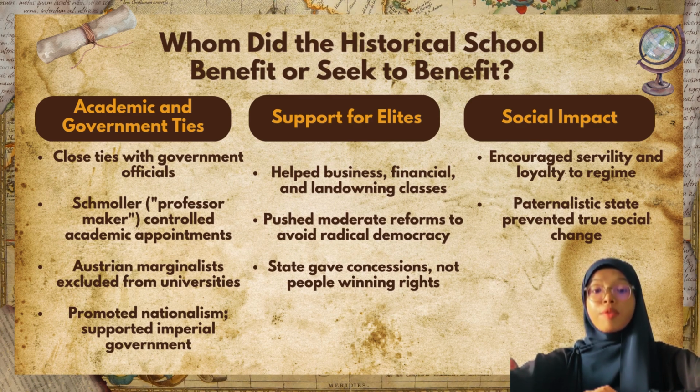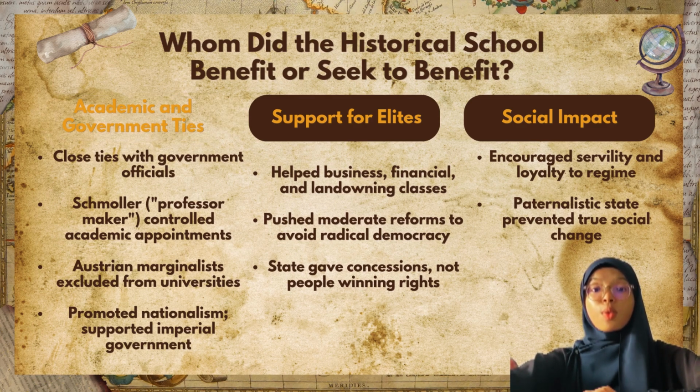By backing moderate reforms, it aimed to prevent radical democracy. The state offered limited concessions, keeping power centralized rather than letting people earn real rights. Socially, the school promoted loyalty to the regime and discouraged true social change through a paternalistic state approach. In short, while it claimed to support national development, it mainly upheld the status quo.